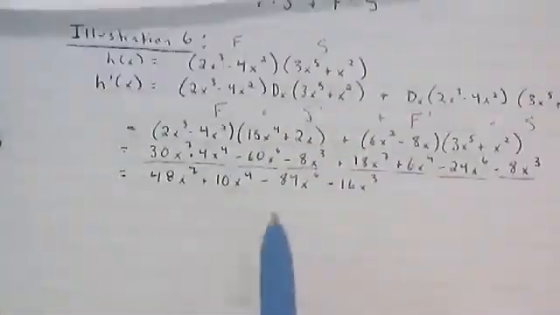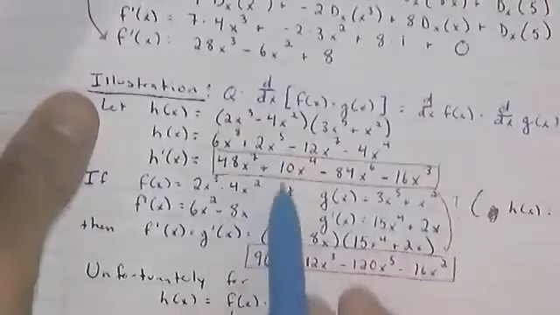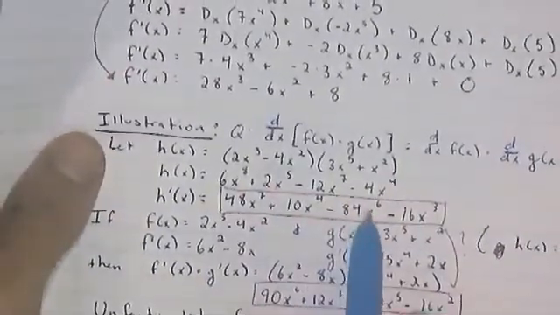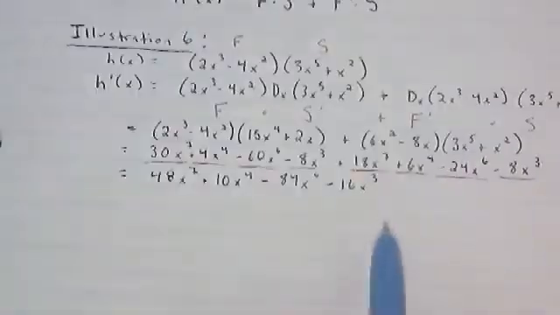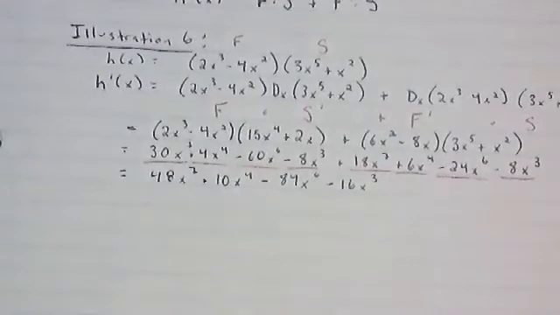Let's see, moment of truth, 48x to the seventh, check. 10x to the fourth, check. Negative 84x to the sixth, check. Negative 16x cubed, check. It worked.